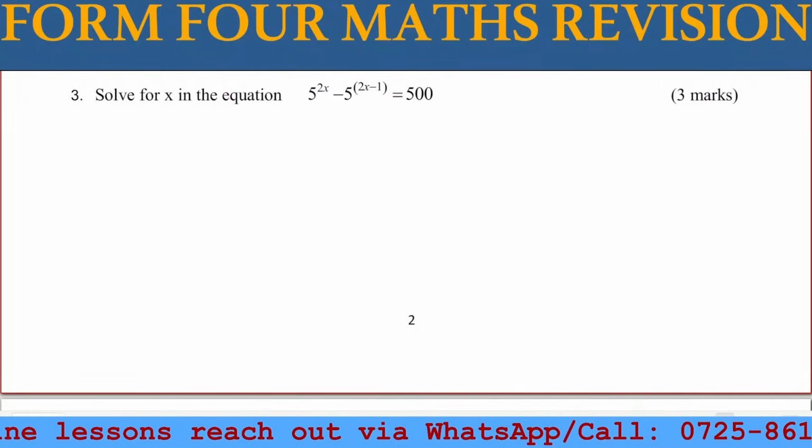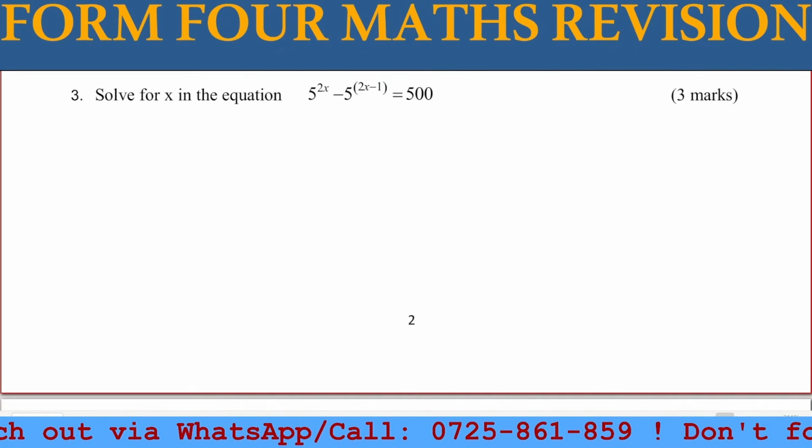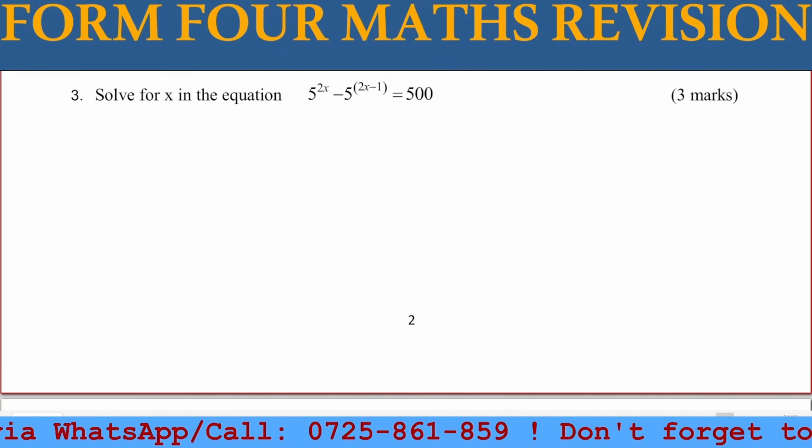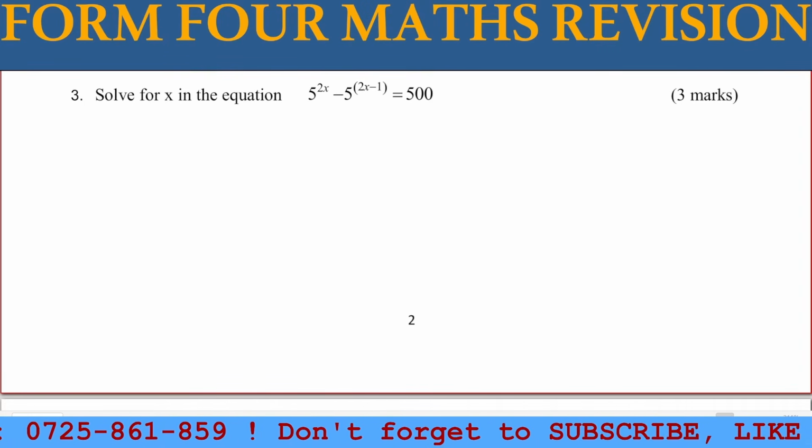Question 3. Solve for x in the equation. It is a question on indices. 5 power 2x subtract 5 power 2x minus 1 is equal to 500. So look at the left hand side of the equation.